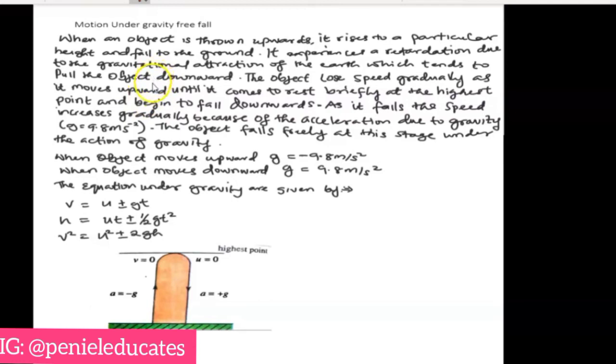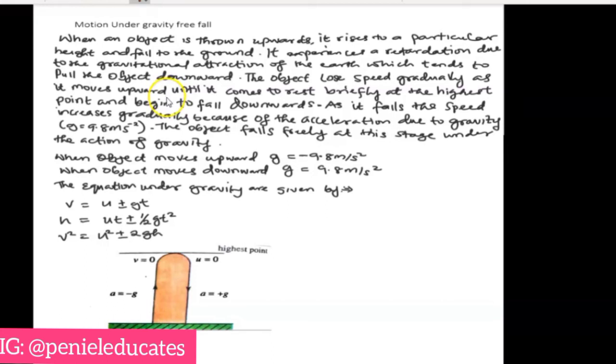All right, so let us look at motion under gravity, free fall. When an object is thrown upward, it rises to a particular height and then falls to the ground. It experiences a retardation due to the gravitational attraction of the Earth, which tends to pull the object down. It gradually loses its speed as it moves upward, and it comes to rest briefly when it gets to a particular height. Then it starts falling down freely under the action of gravity.